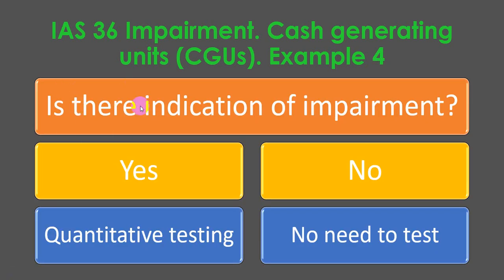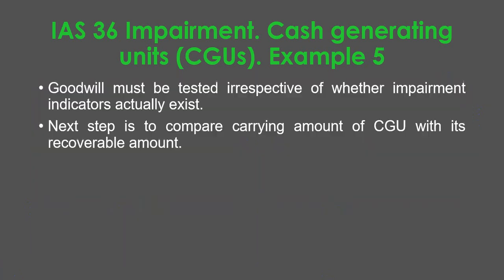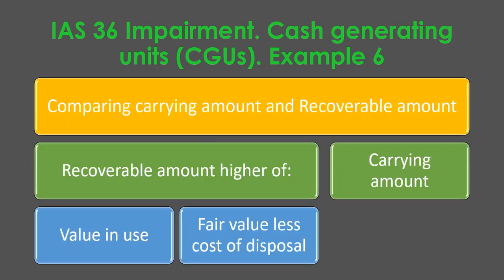First question we should ask: is there an indication of impairment? If yes, we need to perform quantitative testing. If no, there is no need to test. Goodwill must be tested irrespective of whether impairment indicators actually exist. Next step is to compare the carrying amount of the cash generating unit with its recoverable amount.